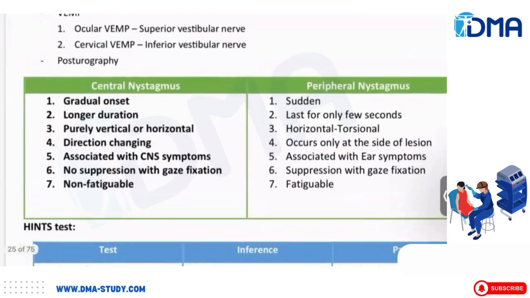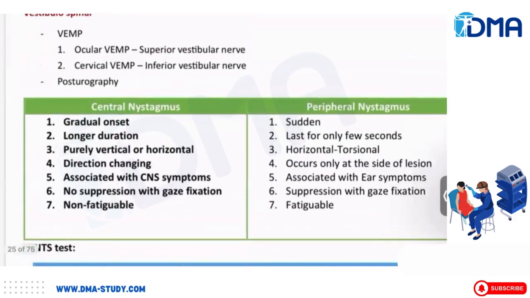Okay. Next important thing is VEMP. In VEMP, there are two types. One is ocular VEMP, second one is cervical VEMP. Ocular VEMP tests the superior vestibular nerve. Cervical VEMP will be testing the inferior vestibular nerve. Very much important, VEMP is the diagnostic test of choice for superior semicircular canal dehiscence syndrome.